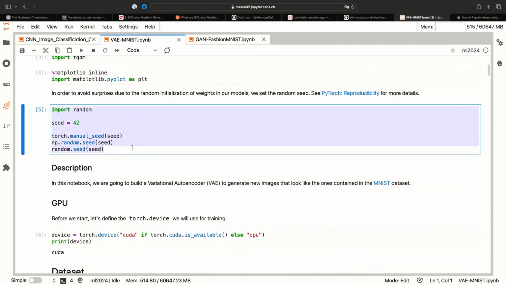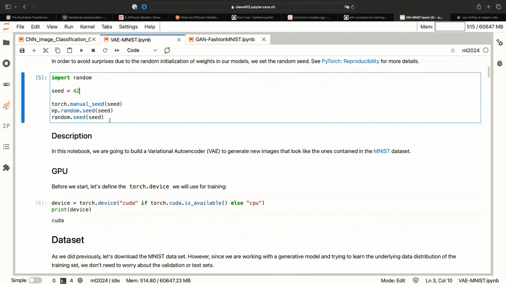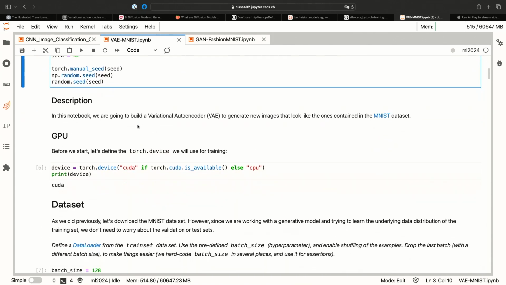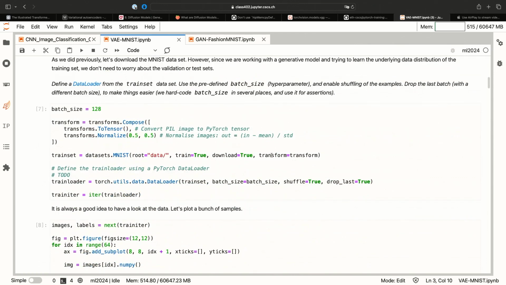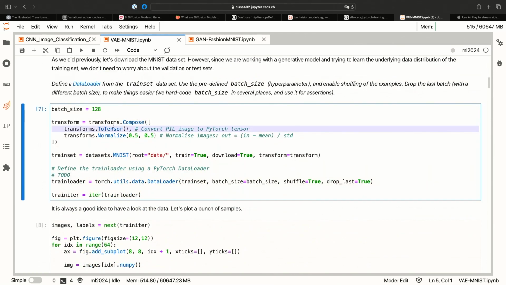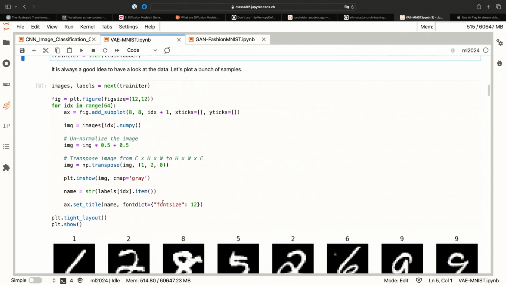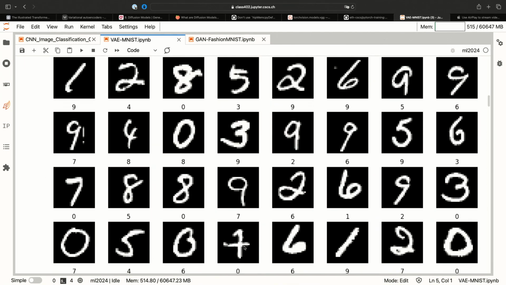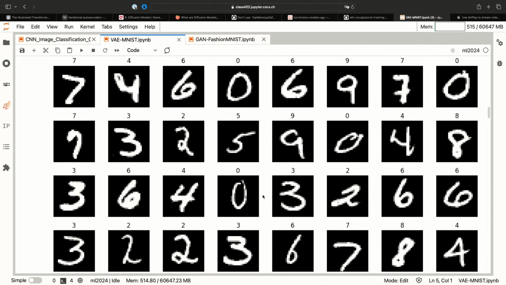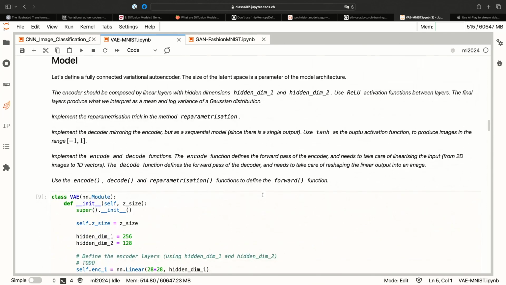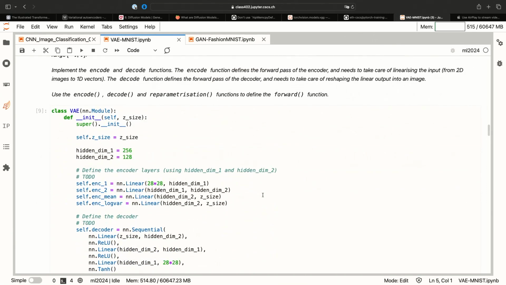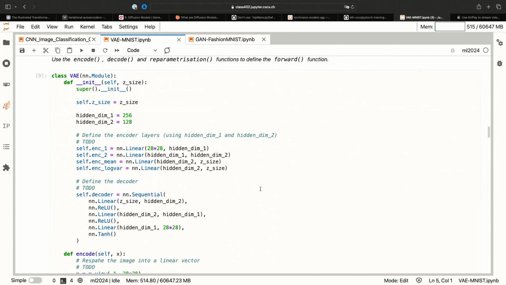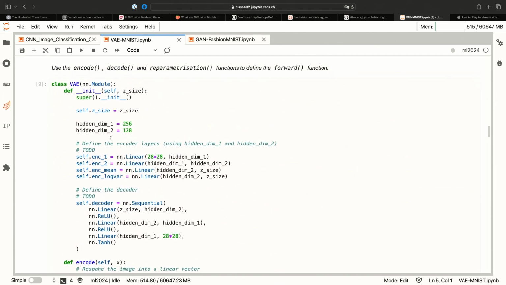Again, set the random seed just to not have too many surprises during the course. And then the dataset, MNIST, normalization, so this should look very familiar. We can look at the images, and you can see how the handwritten digits look in the MNIST dataset. And then for the model, this is slightly more complicated in terms of structure than what we are used to.